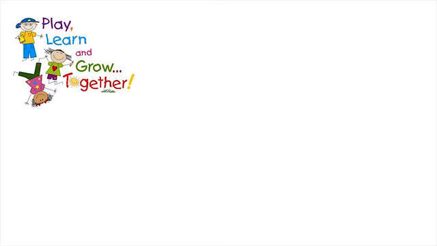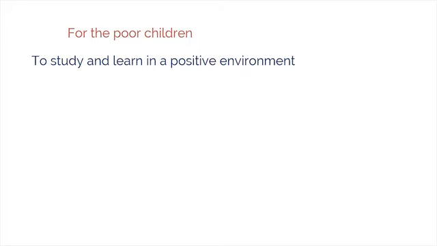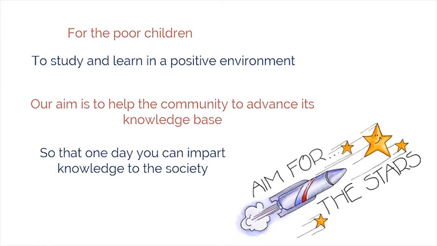A purpose or justification of the project would be a place for children to study. The project description is a summary of the business case. A high-level project description should state why your organization is taking on the project, the purpose behind the project, the main benefit, and who the customer is. Here's an example. The school is being developed to provide a place for economically disadvantaged children to learn and study in a positive environment in the Los Angeles area. And it will be beneficial because it will help advance the knowledge base of the community and provide a means of giving back to the community.